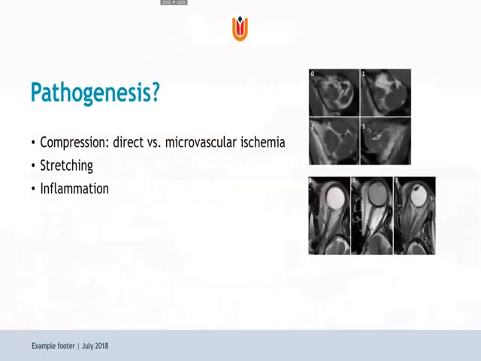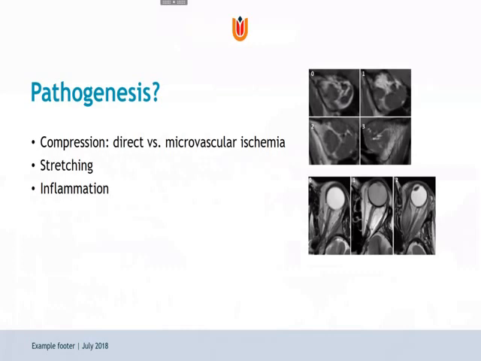So pathogenically, several mechanisms have been proposed. Compression of the optic nerve at the apex, either directly, thus impairing axoplasmic flow, or indirectly through microvascular ischemia, seems like one of the most likely factors. The medial rectus lies most adjacent to the optic nerve, followed by the superior rectus, and enlargement of these muscles probably holds the largest danger to the function of the nerve.